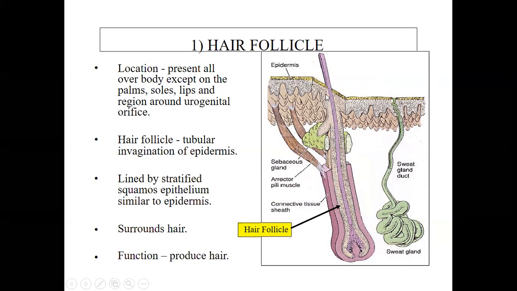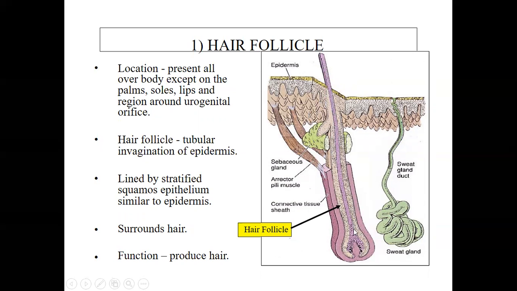And the hair follicle here is a tubular invagination of the epidermis. You can see here the epidermis goes down here, so it invaginates. Because it is a tubular invagination of the epidermis, it is lined by stratified squamous epithelium, similar to the epidermis. The hair follicle surrounds the hair.